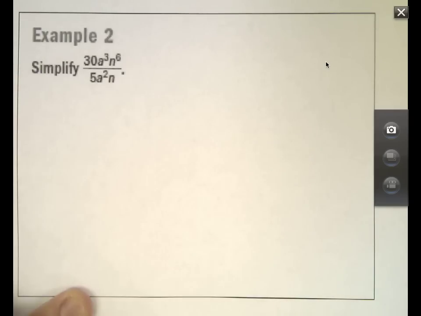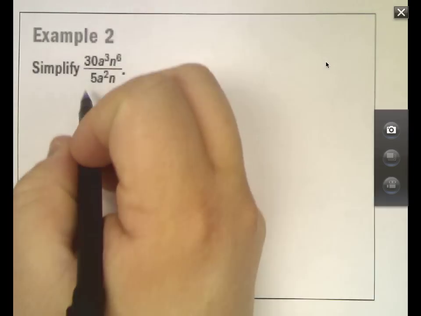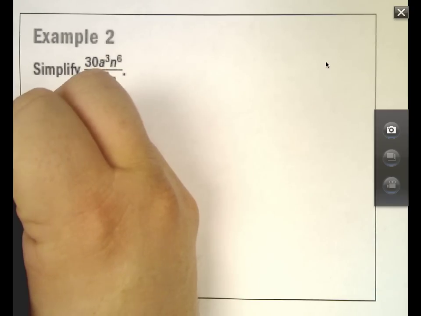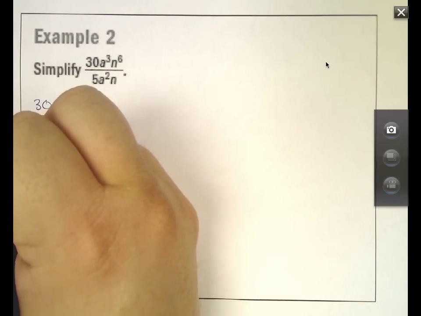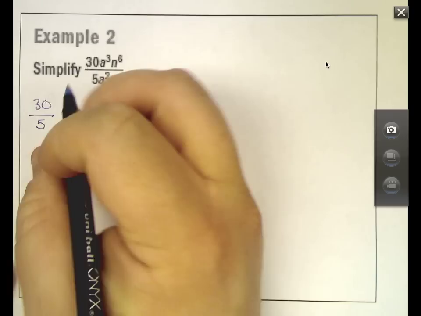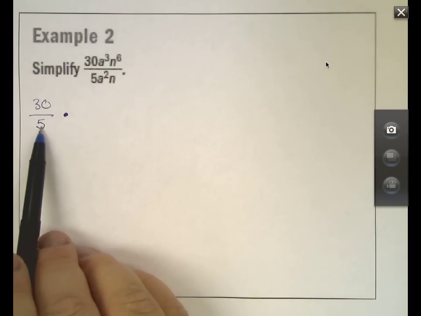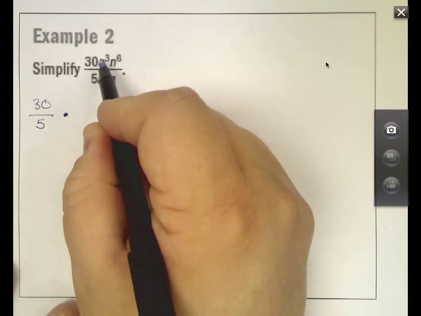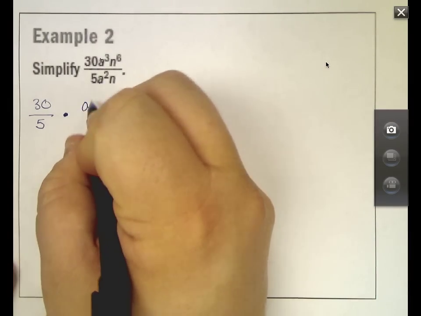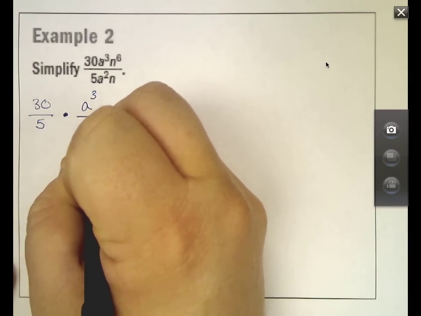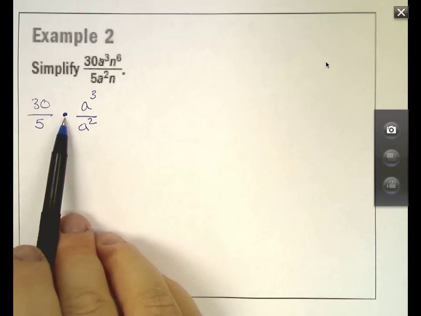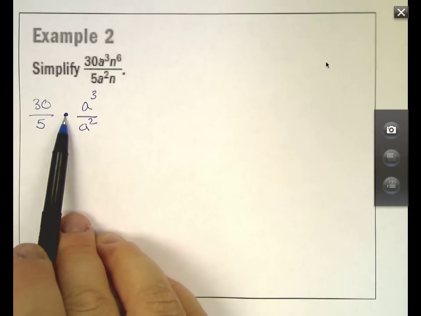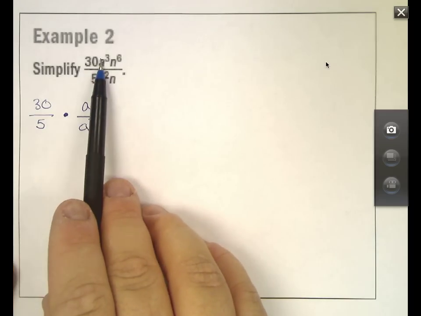Now, some people like to separate these so they get the common things together. Some people can just go ahead and do it. I'm going to show you both ways. Okay? I'm going to separate these out. So 30 and 5 are coefficients. So I wrote 30 divided by 5. The a's share the same base. So I can write this as a to the 3rd divided by a to the 2nd.